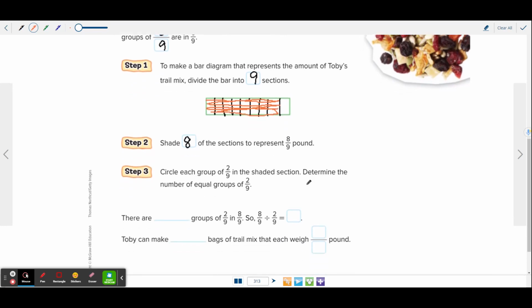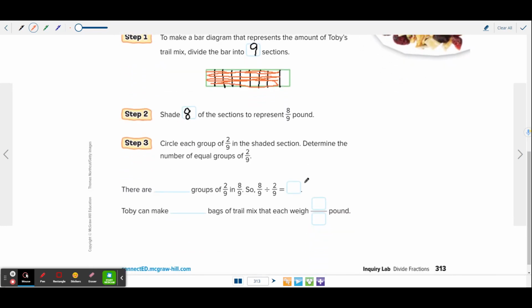Okay. So for step 3, circle each group of 2/9 in the shaded section. So that's why you wanted to be able to see the lines underneath. So we're circling 2/9. So 1, 2. Right here, we're going to circle these 2.